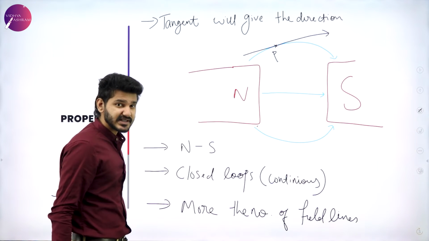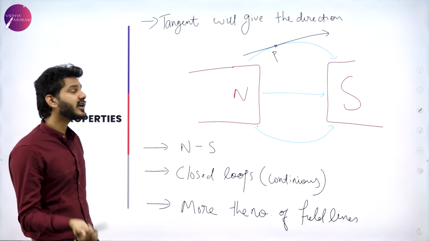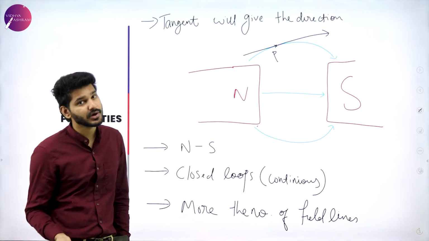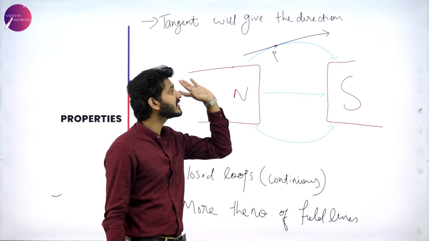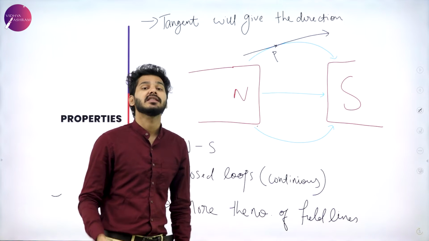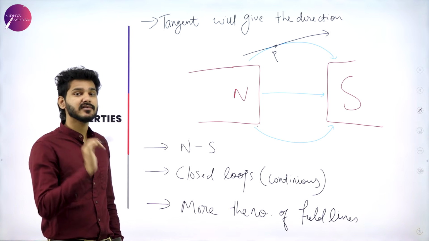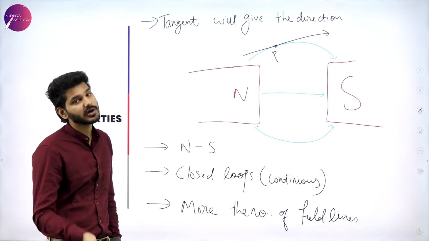So the next property is that if you draw a tangent anywhere along the field line, then that will give you the direction of the magnetic field at that particular given point. If you want to know the direction at the particular point P, then all you have to do is draw a tangent along that, and that will give you the direction of that particular field line.